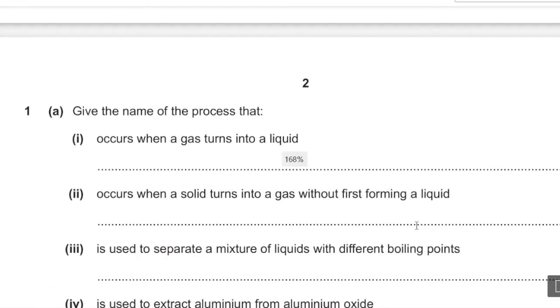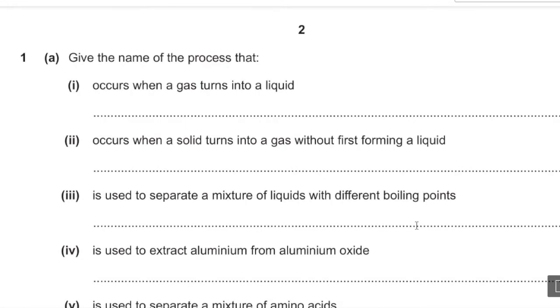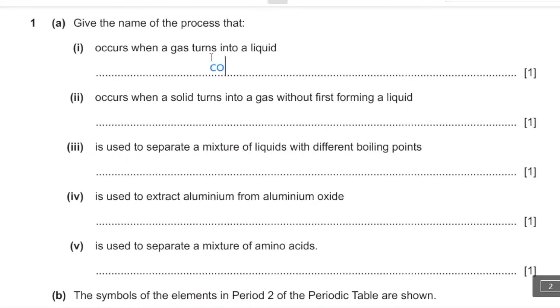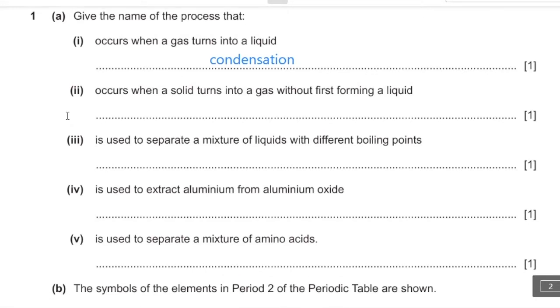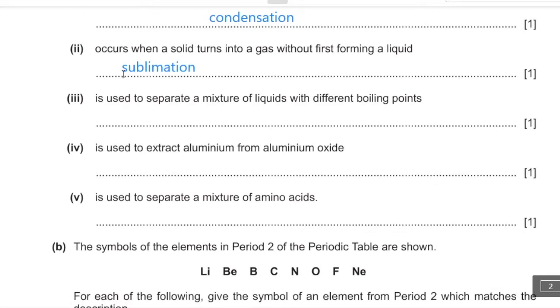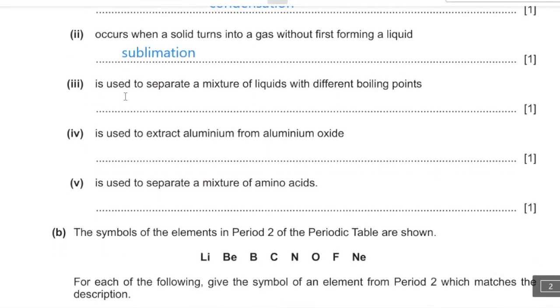Starting with question number 1a, give the name of the process that 1 occurs when a gas turns into a liquid. So this process is condensation. 2 occurs when a solid turns into a gas without first forming a liquid, and this is sublimation. 3 is used to separate a mixture of liquids with different boiling points. This is fractional distillation, in which different fractions are obtained on the basis of their boiling points.